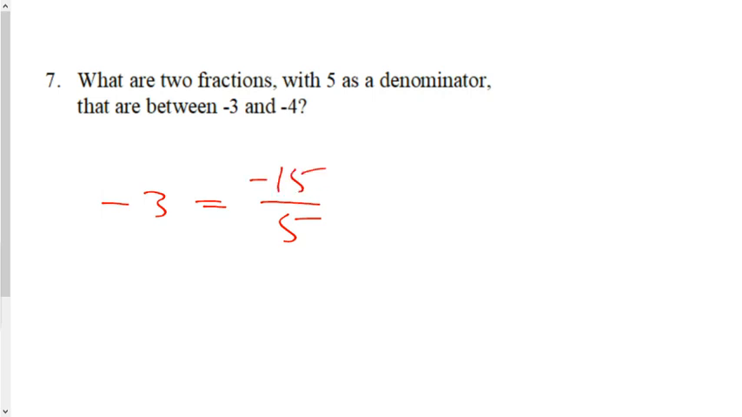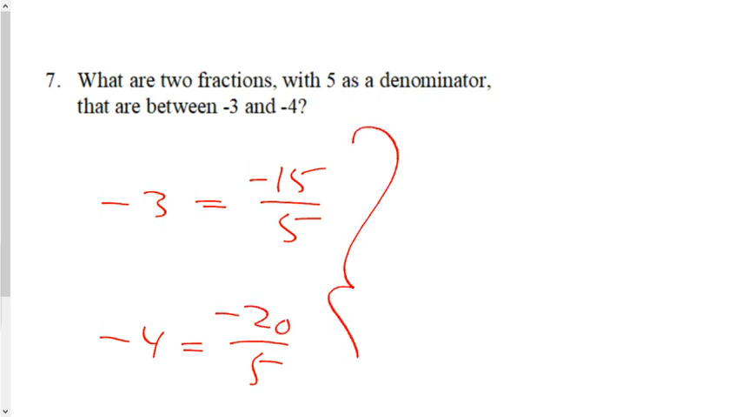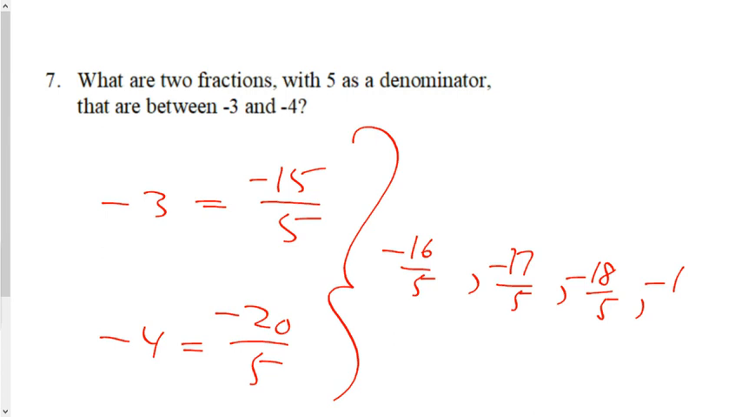Correct. Negative 15/5 would be equal. And then I would say negative 4 is equal to how many fifths? Maddie, what would it be? Negative 20. And therefore, all of these fractions, negative 16/5, negative 17/5, negative 18/5, and negative 19/5, are all of the fractions with 5 as a denominator that fall between negative 3 and negative 4.